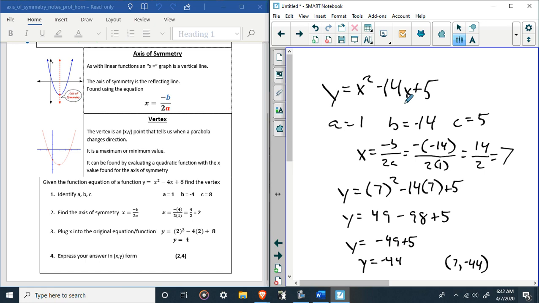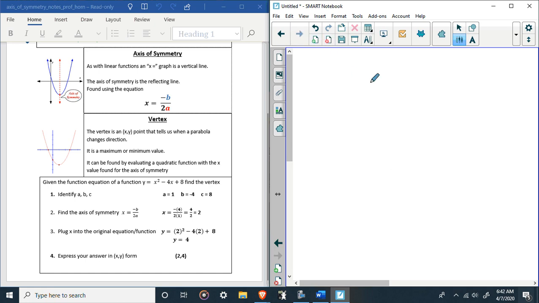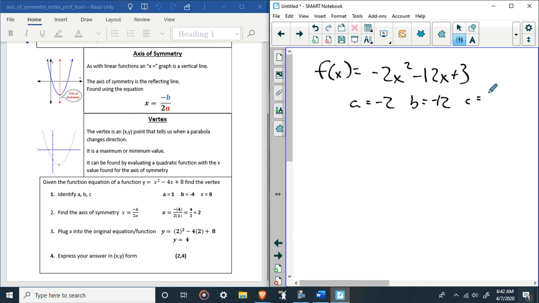I'll do one more and I'll set you guys off with this, okay? Our last one we want to do, and I'm going to write it in f of x form this time, so you guys can see that it doesn't really matter. F of x equals negative 2x squared minus 12x plus 3. Okay, and a is negative 2, b is negative 12, and c is 3.